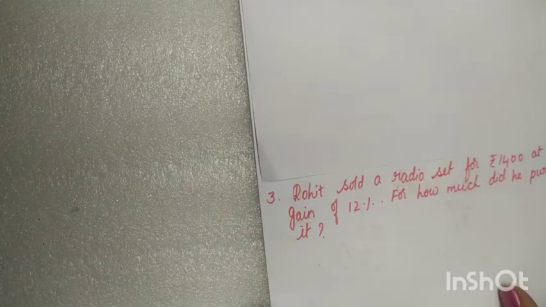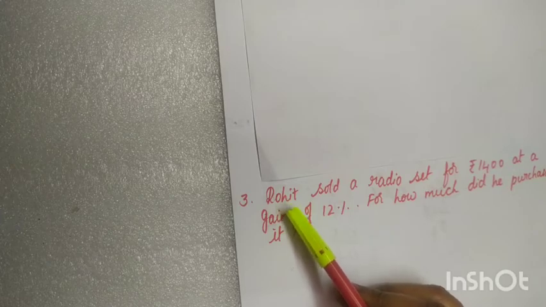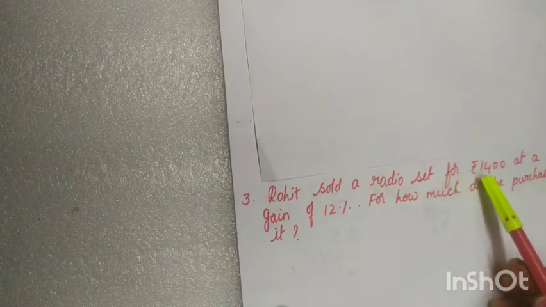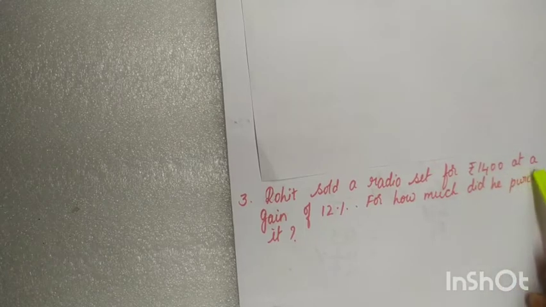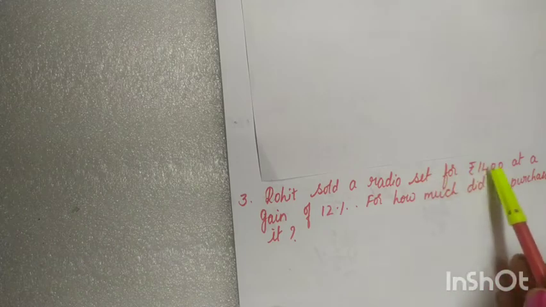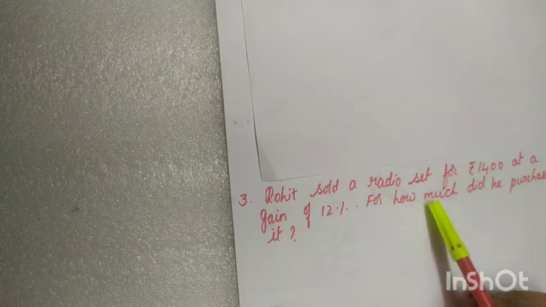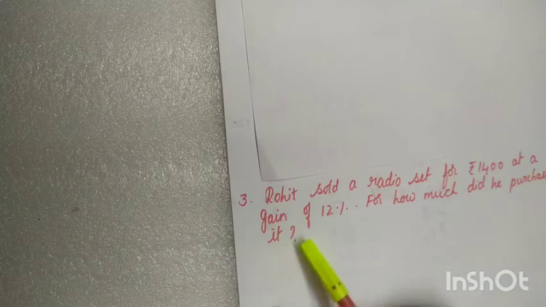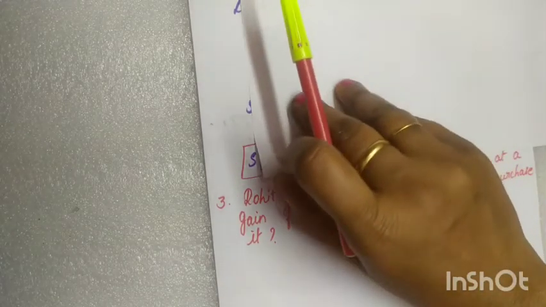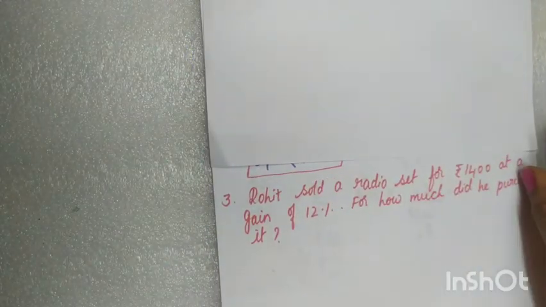Okay friends, let us see the third problem here. It is Rohit. Rohit sold a radio set for rupees 1,400 at a gain of 12%. So here selling price is given and profit percentage is given. And for how much did he purchase it? That means we are supposed to calculate the cost price of it.